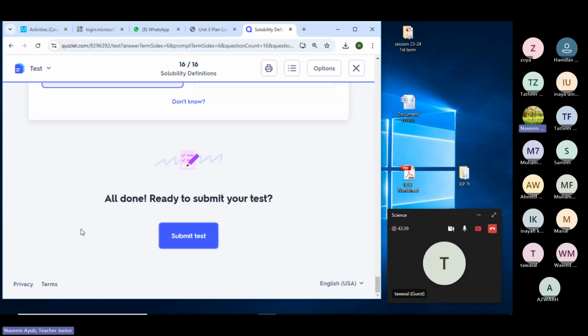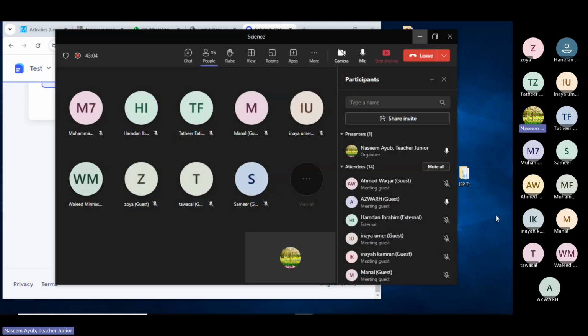I will be sharing the same link for you as your home task as well. Go through all of these definitions again, then attempt your test and submit it, and you will be able to know how many were correct and how many were wrong. You can look things up on Google. After that we have a history class. I'm sharing the link and right after 5 minutes we will be there for our history session.